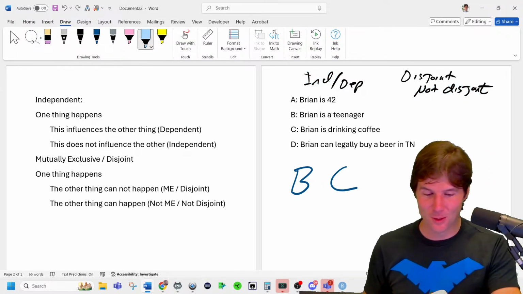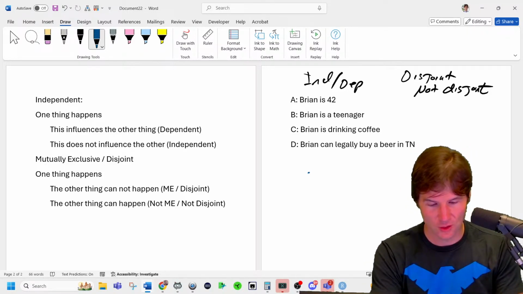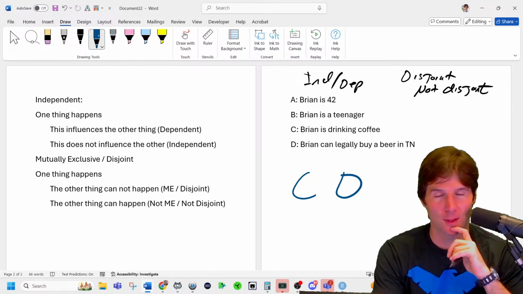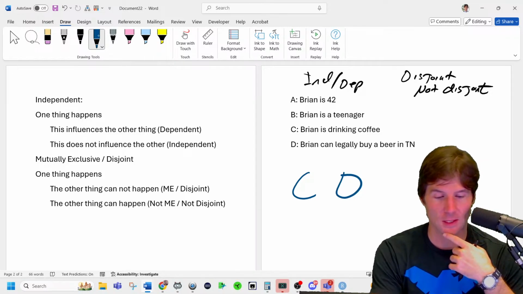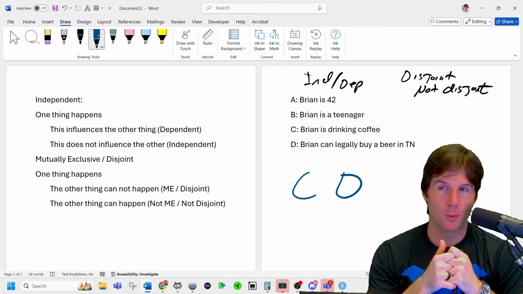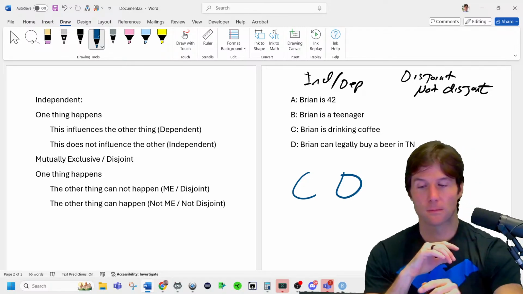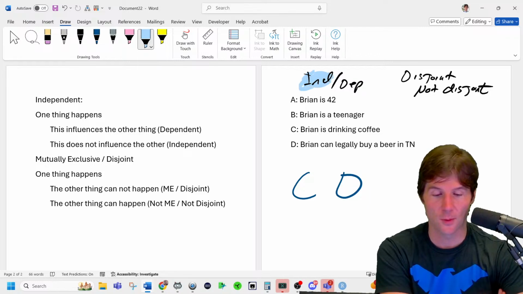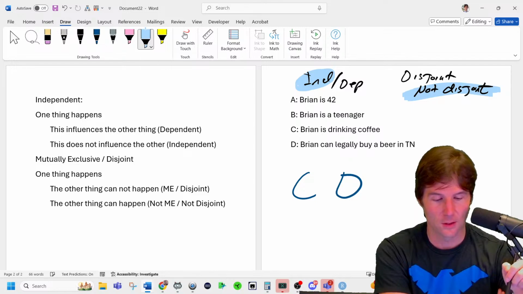So now let's do this one down below here. Sure, let's do C and D rather. Okay. Well, it's kind of the same. Brian is drinking coffee. Brian can legally buy beer in Tennessee. So is that independent or dependent? You know Brian is drinking coffee. Do you know Brian can legally buy beer in Tennessee? Independent or dependent? Yep, I think Noah's got it. It's independent because knowing I'm drinking coffee would tell you nothing if I can buy beer. And then it's not disjoint because I can drink coffee and I could legally buy beer.